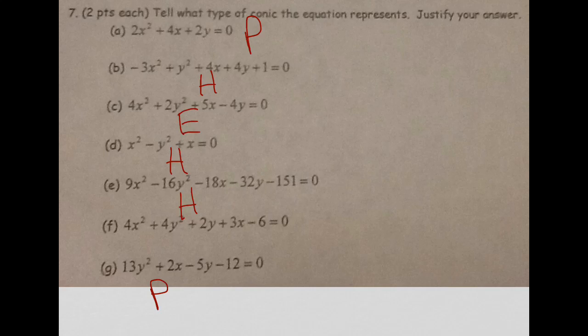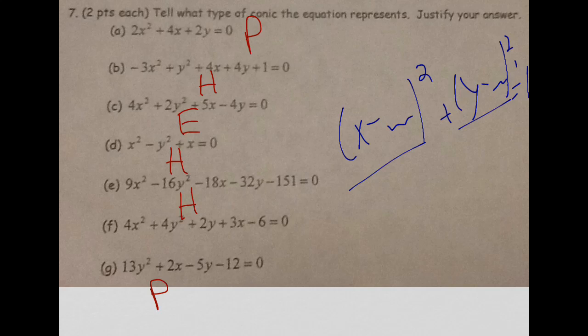Now, the last one, you may say, oh, it's an ellipse, they're both positive, good to go. But notice I've got a 4 and a 4. So when I go through all of that long process of completing the square, when I get x minus something squared over something plus y minus something squared equals 1, and that's over something.